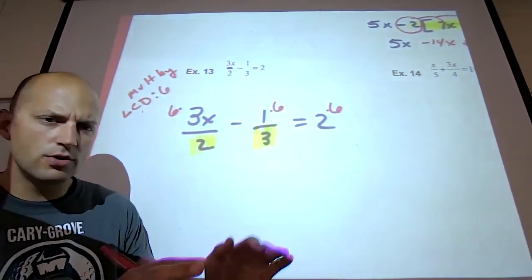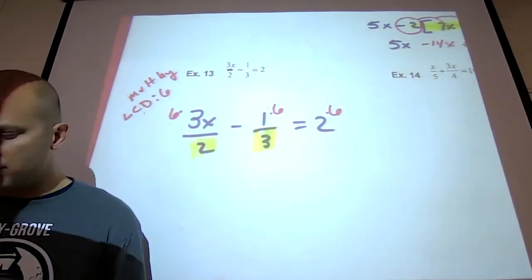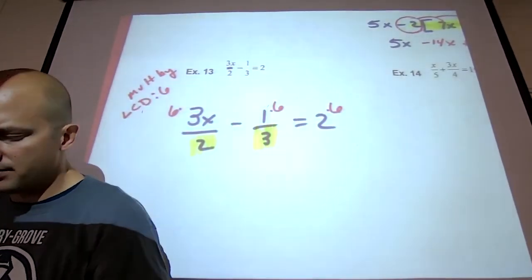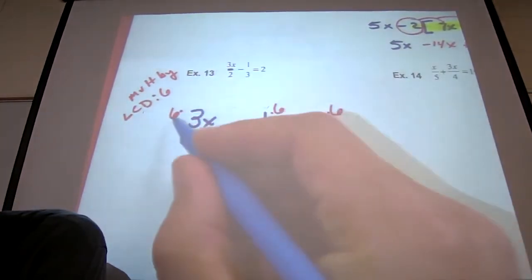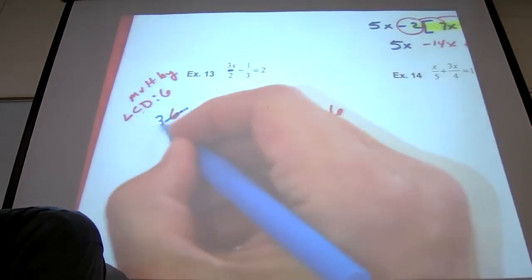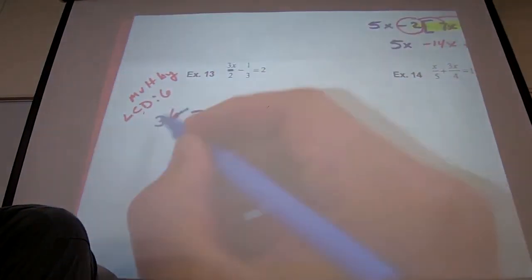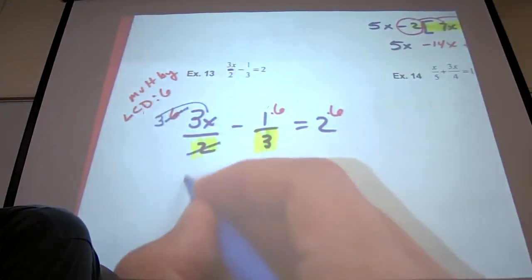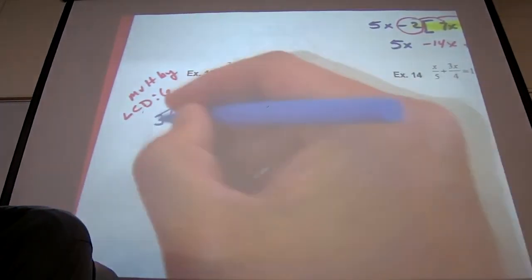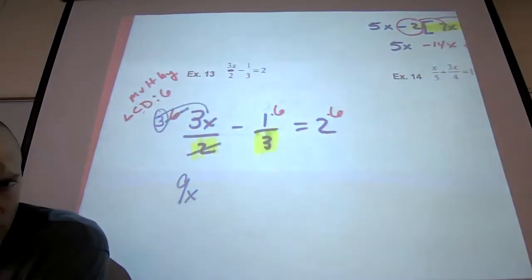Then I'm going to do that math magic, and anything highlighted is going to disappear. So 6 and 2 reduce. 6 divided by 2 is 3. And now 3 times 3x is 9x. Okay? Any questions on what I just did there?